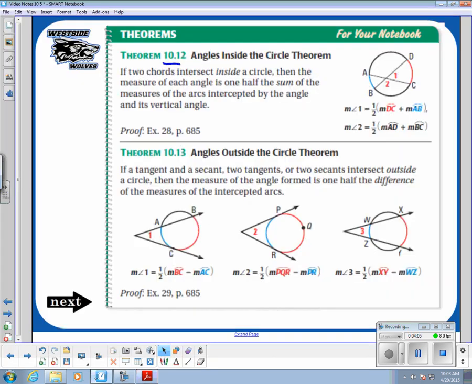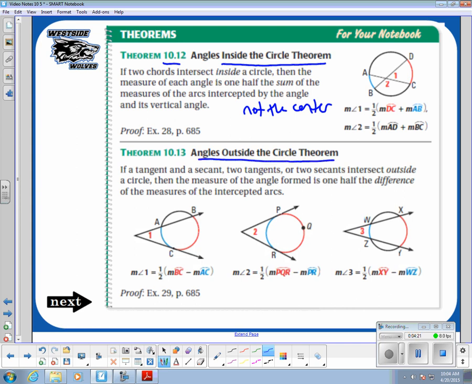All right. And then this last one says angles outside the circle. So where was the vertex for 10.12? It was inside the circle, not the center. If it was the center, it would be a central angle. Okay, so for this one, the vertex of the angles is outside the circle. And so for all 3 of these, the first one is a secant and a tangent. The second one is 2 tangents. This is 2 secants. But again, the angle is always outside the circle.